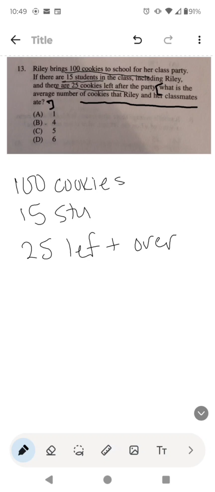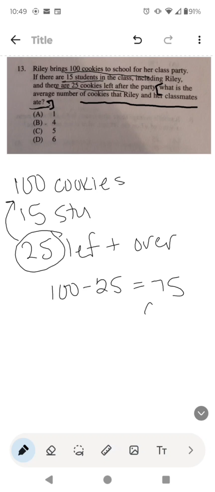And we want to know the average that they ate. So we're going to take that 25 and subtract it from 100 because they didn't eat those cookies. So let's go ahead and do that. 100 minus 25 is 75 cookies that they ate. Now, what's the average that each student pretty much ate? It says, what is the average number of cookies that Riley and her classmates ate? We want to know per student.